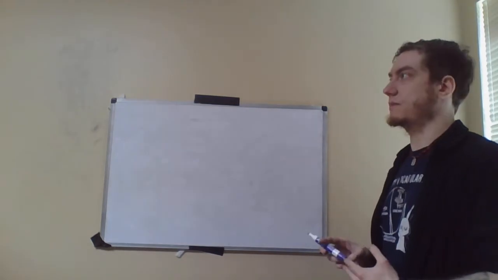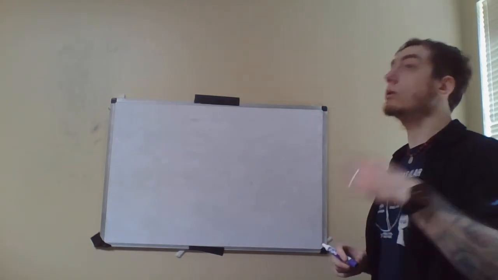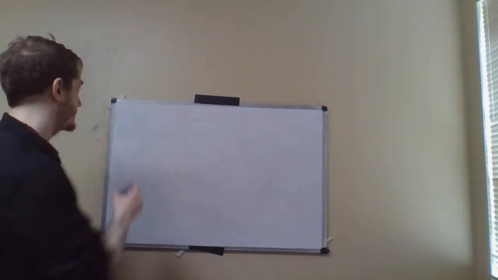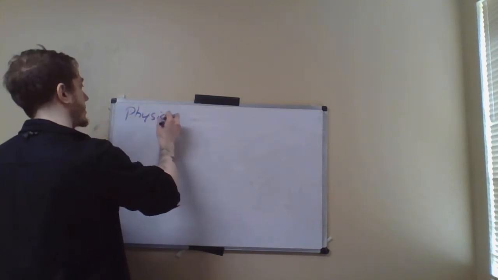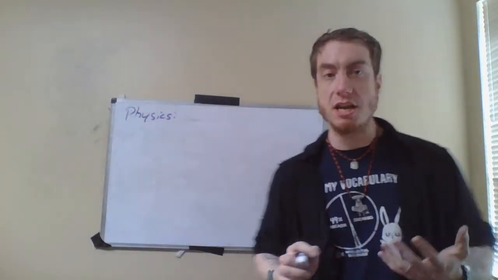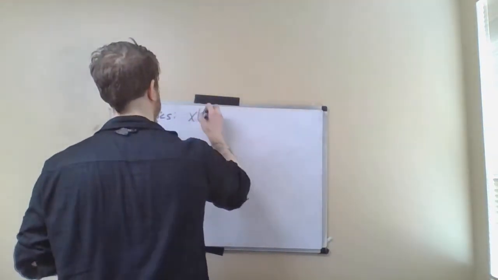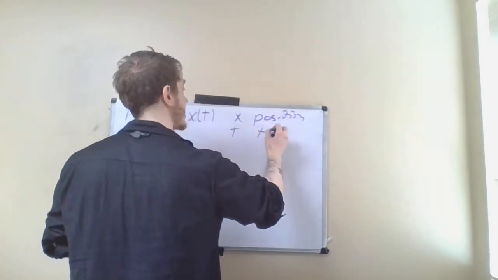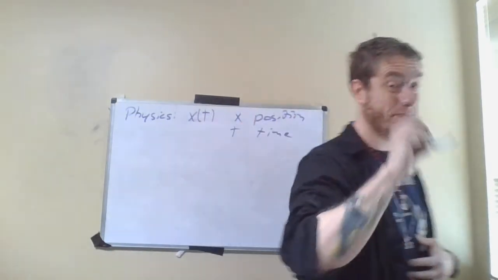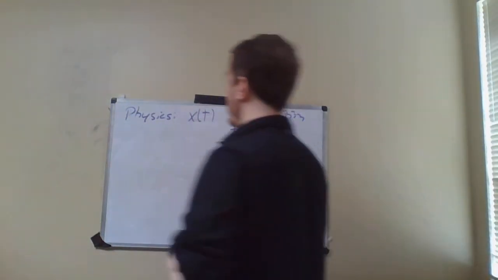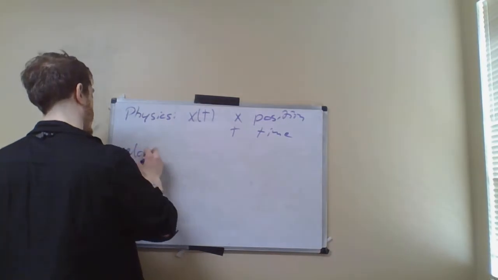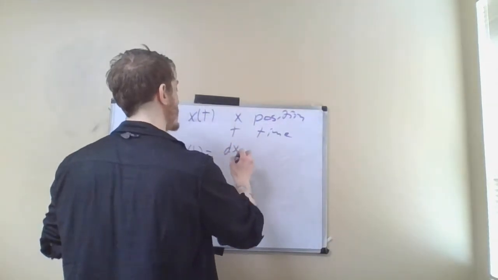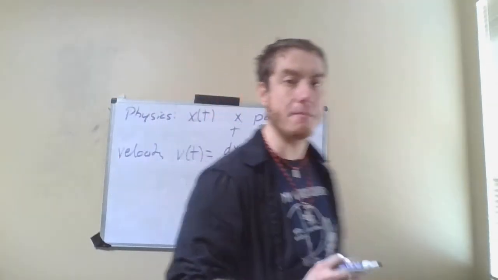So one of the maybe earliest examples of this was in physics. If we have position given as a function of time, x of t, where x is my position and t is my time, then the velocity v as a function of time is actually equal to the derivative of position with respect to time.